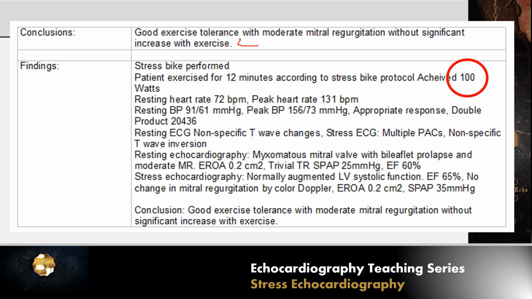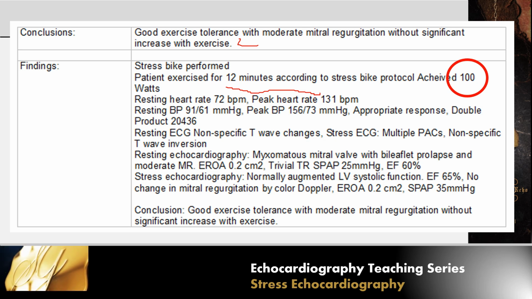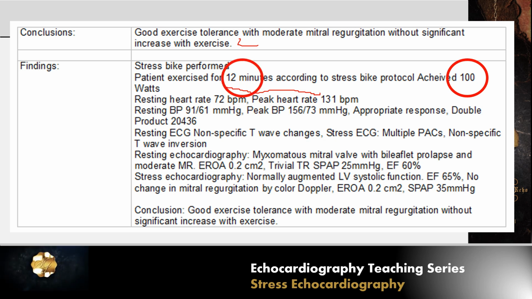So it was done for a symptomatic patient. But look, the patient exercised for 12 minutes and achieved 100 watts, which is good. So the patient might not be really symptomatic because he did a good exercise.